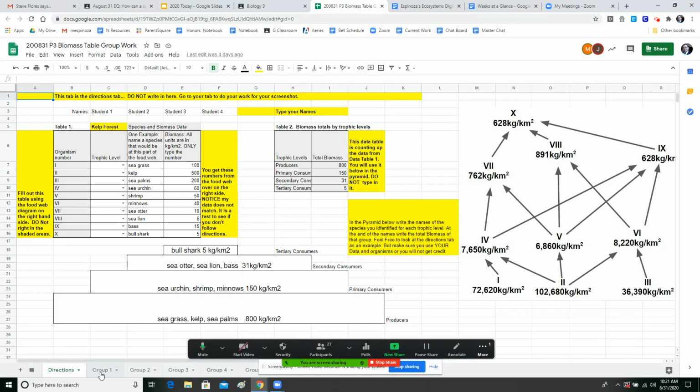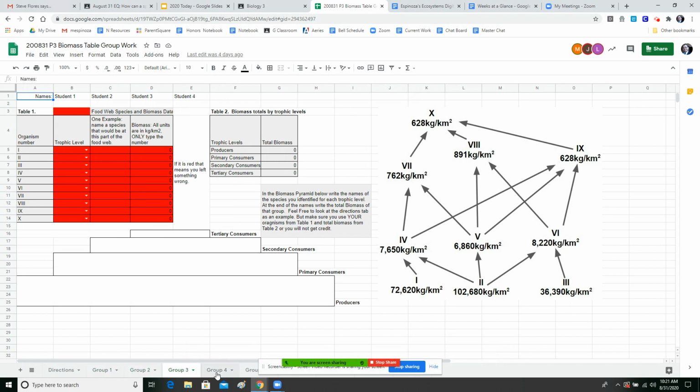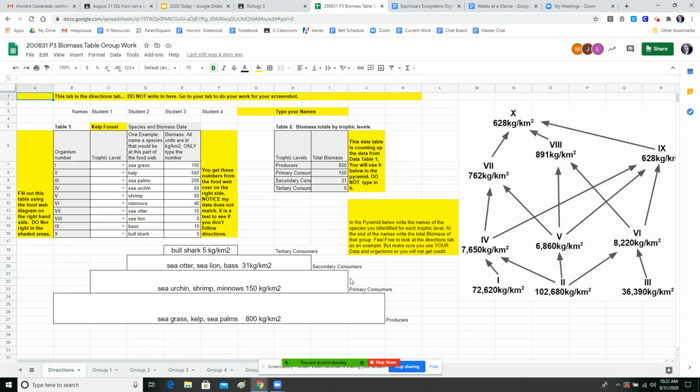So when I send you to your breakout rooms, you're going to notice down here it says group 1, group 2, group 3, group 4. So you're going to pick your group and you guys are going to work there. When you go to your breakout room, it's going to say you're in breakout room number 1, or number 2, or number 3. That's your group number. Then you go to your tab to do the work. But basically, this is how it works.